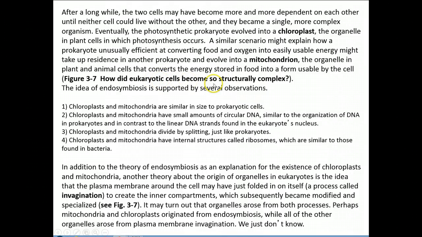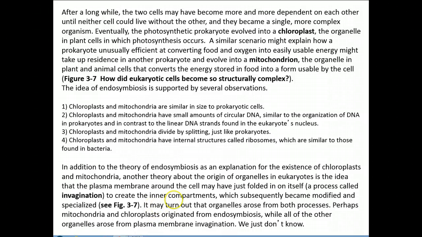So how do eukaryotic cells become so structurally complex? Of course, this process of endosymbiosis is supported by these observations that I've listed here. Chloroplasts and mitochondria are similar in size to prokaryotic cells. Chloroplasts and mitochondria have small amounts of circular DNA, similar to the organization we talked about in prokaryotes. The chloroplasts and mitochondria divide by splitting, just like prokaryotes. And chloroplasts and mitochondria have internal structures called ribosomes, which are similar between the two. So they use the same sort of mechanisms to make proteins and all the other things.